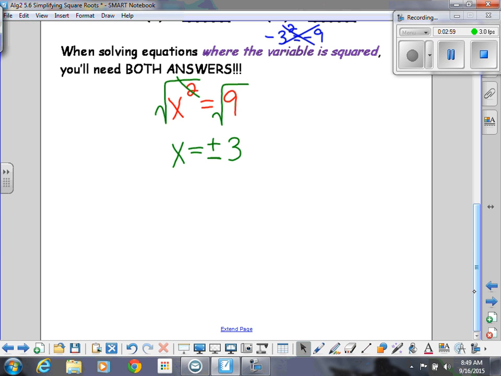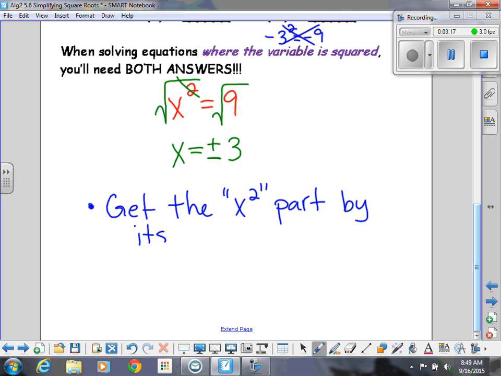All right, so let's talk about solving. We are going to use the same strategies that we use with solving a linear equation, but here we're going to get the x squared part by itself. So like in this red equation up here, the x squared was already by itself. And then we do that so then we can take the square root of both sides. And that's so we can undo or cancel or do the inverse operation of the x squared. So let's look at some examples. We're going to do lots of examples.